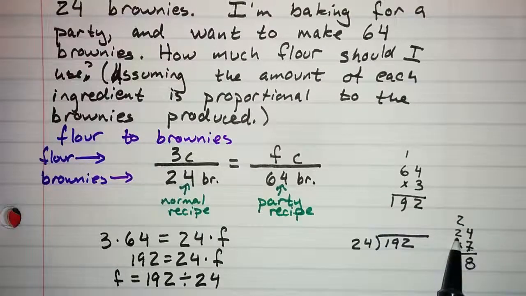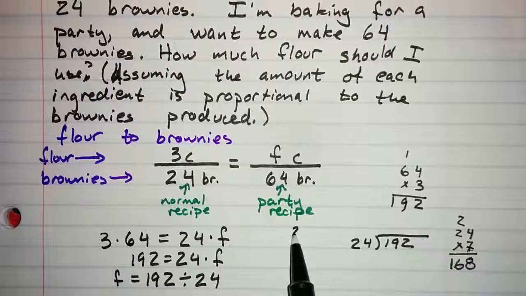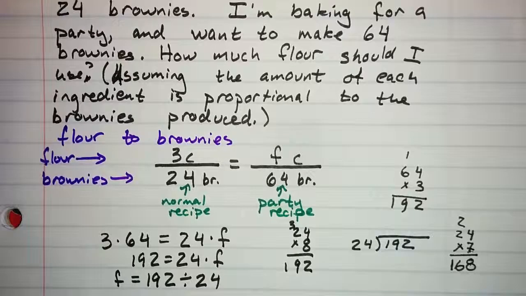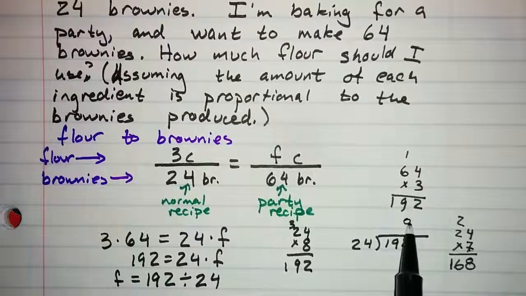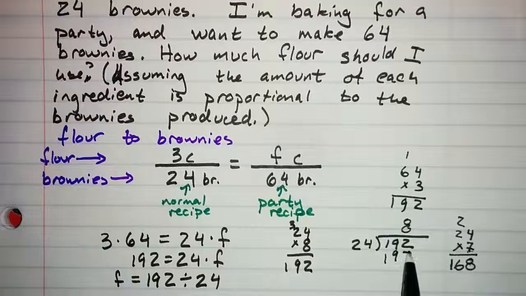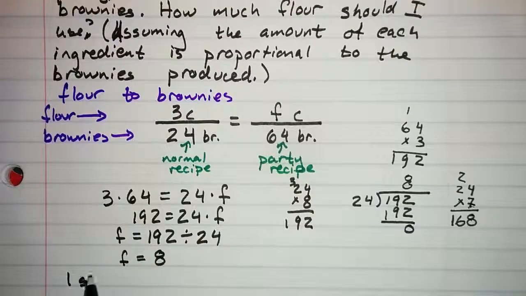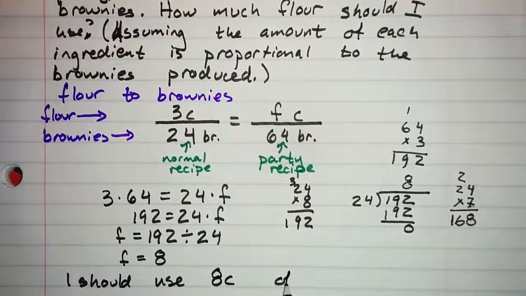7 times 2 is 14, 16. That wasn't enough. Let's try 8. 8 times 4 is 32. 8 times 2 is 16, 17, 18, 19. Oh, it goes in evenly. That makes me happy. And I get F equals 8. I should use 8 cups of flour.